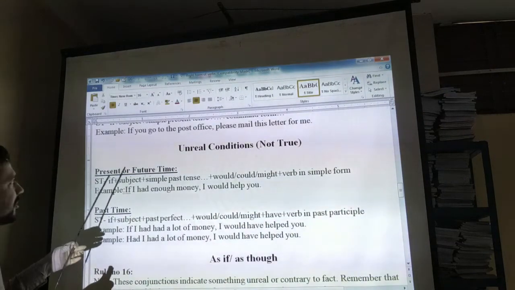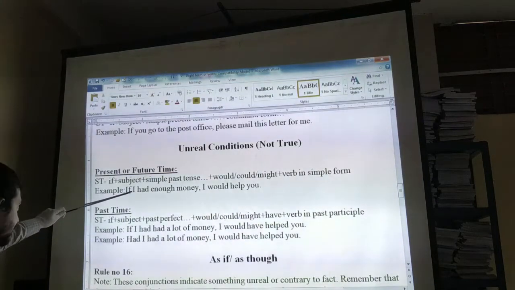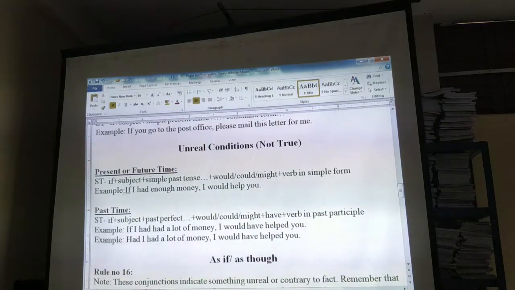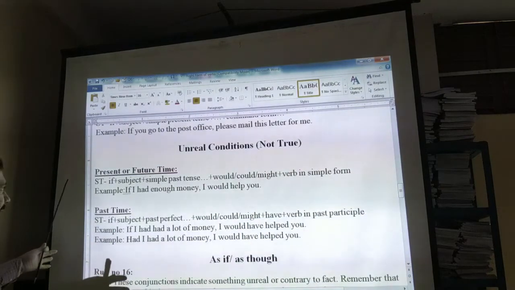Why is this called a conditional sentence? Because there is a condition. In conditional sentences, you will see there is a condition, and they give you the condition with the word if or had. These two words are used to give you a condition. If I had enough money, I would help you.